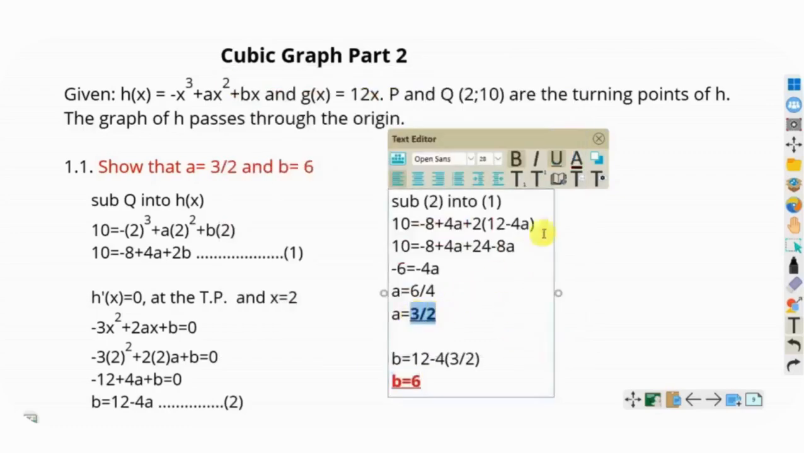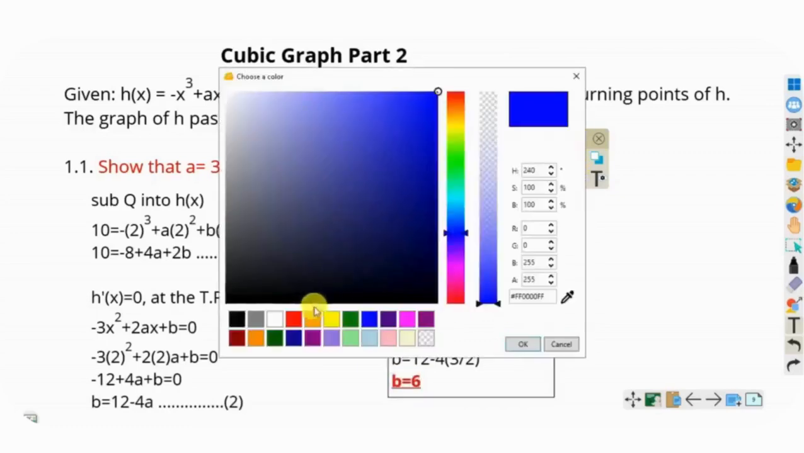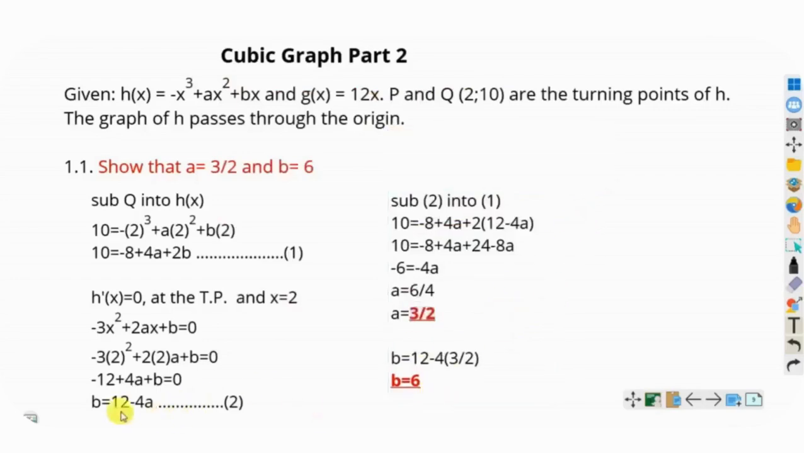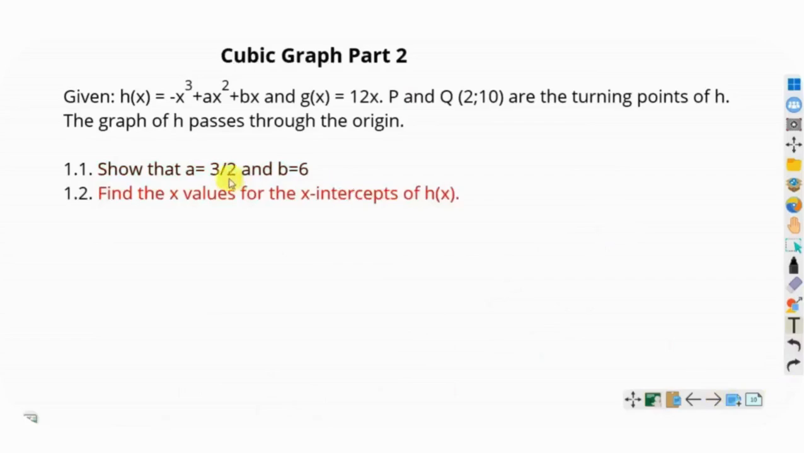Okay. So let us go to the next question. Okay. The next question, they say find the x values for the x-intercept. So we need to find the x values for the x-intercept of the graph of h.